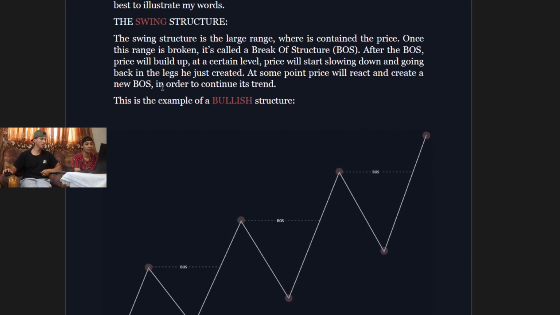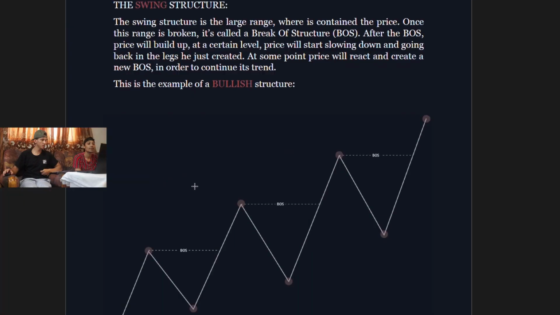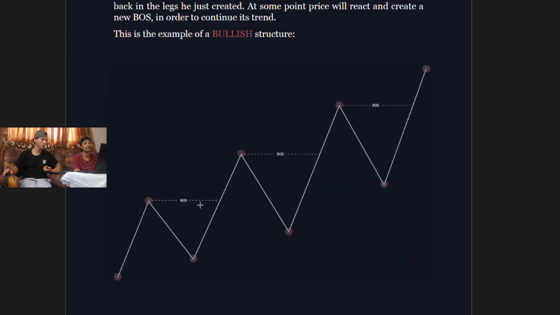This is an example of a bullish trend. The word bullish means it's an uptrend and bearish is a downtrend. You've probably heard these terms before. So this is an illustration of a bullish structure. You can see this is a higher low, then your higher high, higher low, higher high, higher low. The point where the previous higher high is overtaken by a new higher high is a BOS, a break of structure.